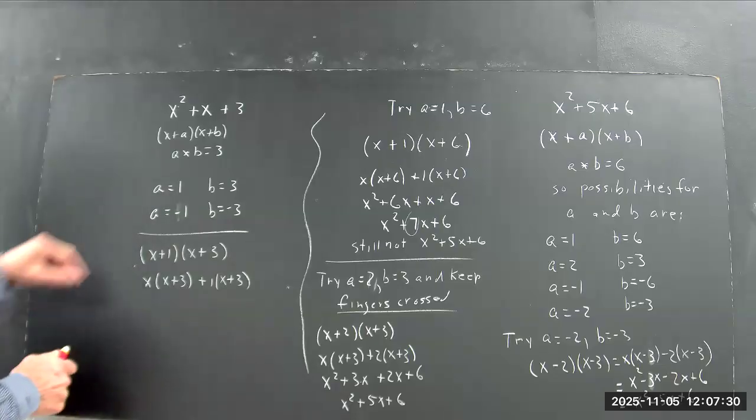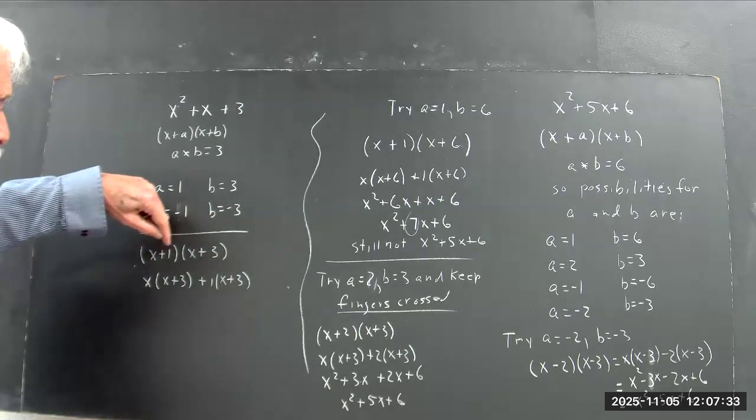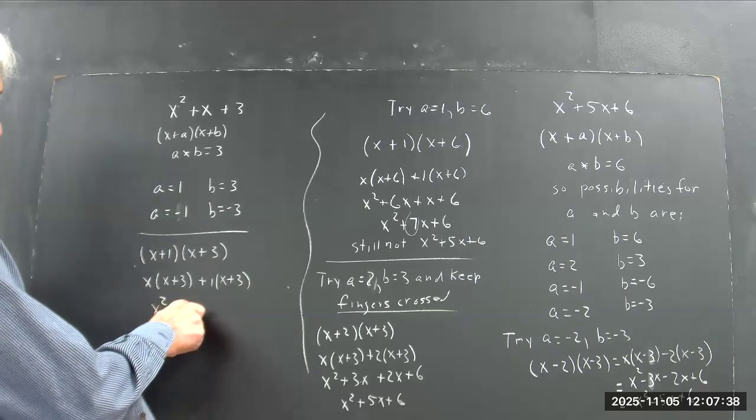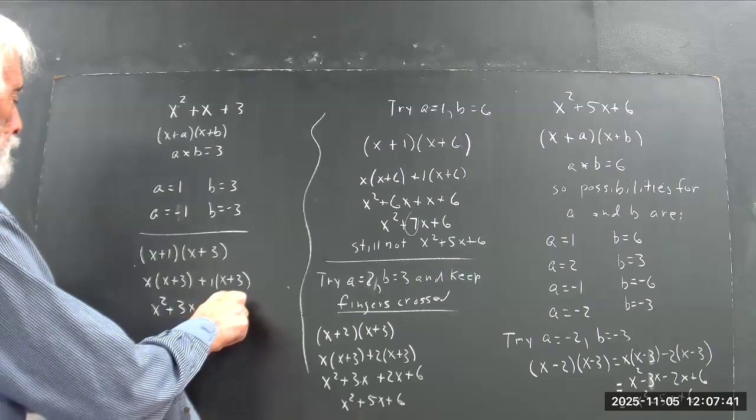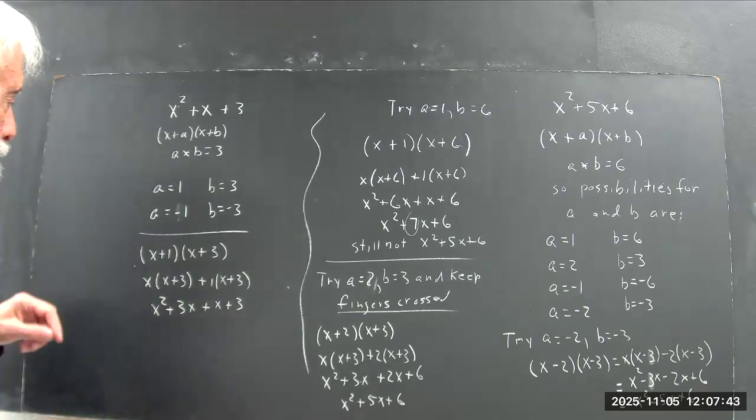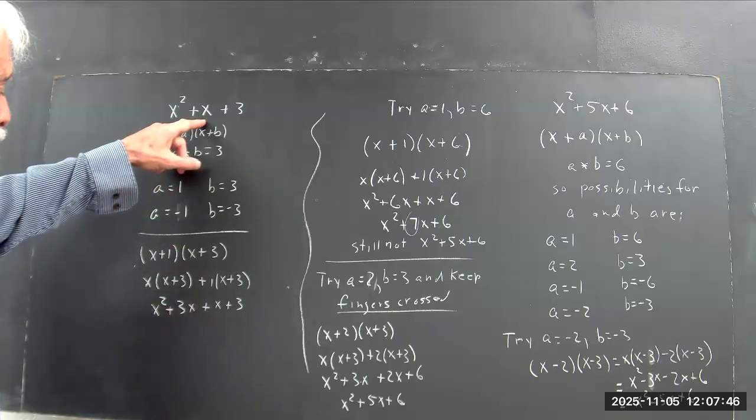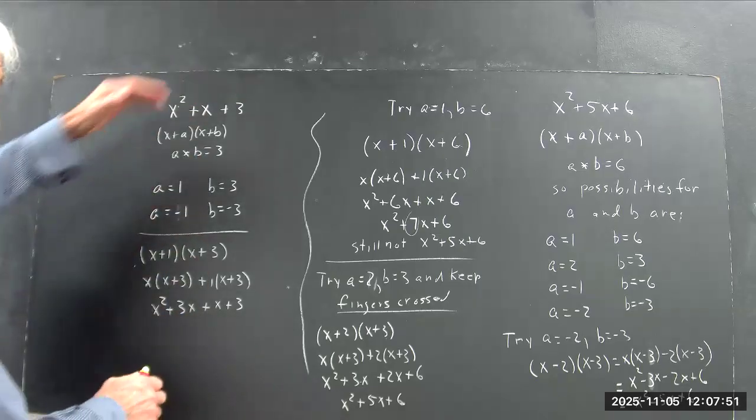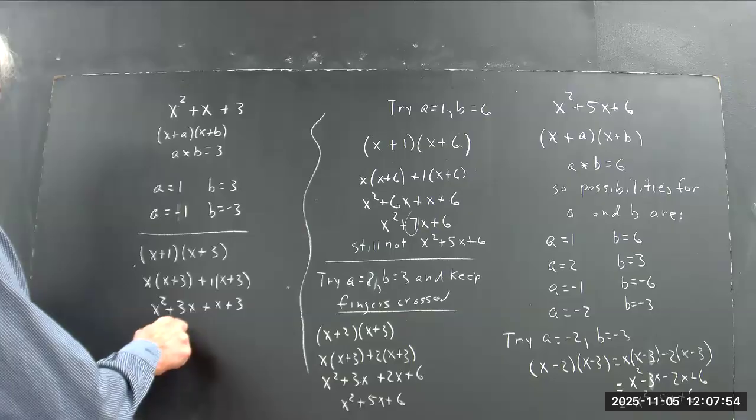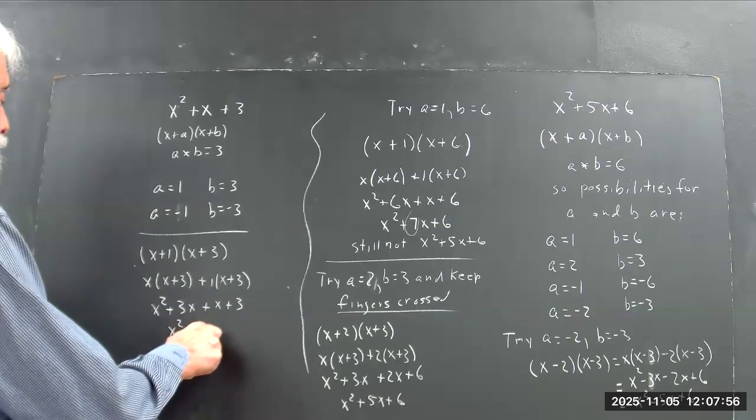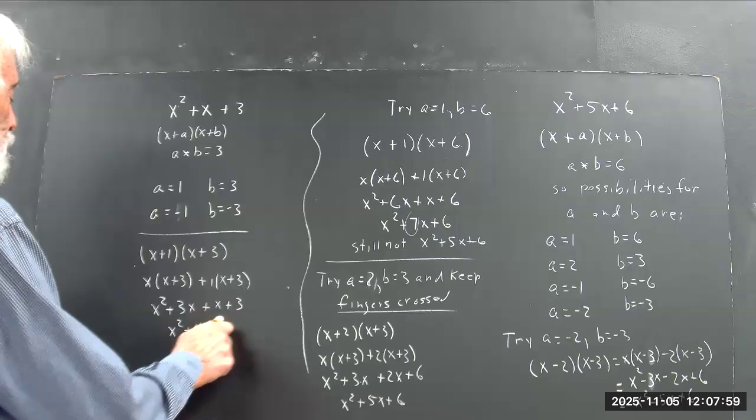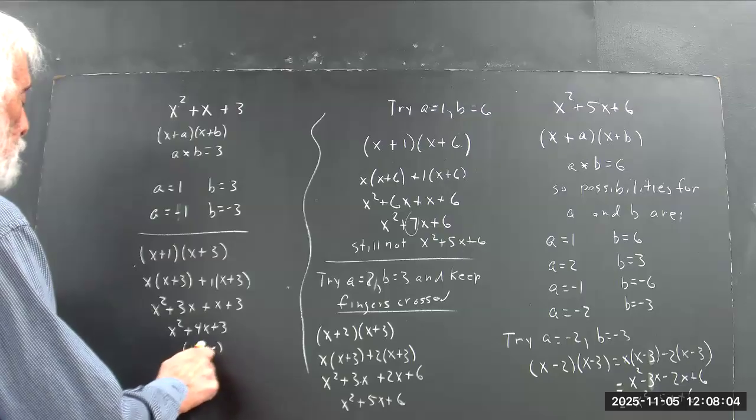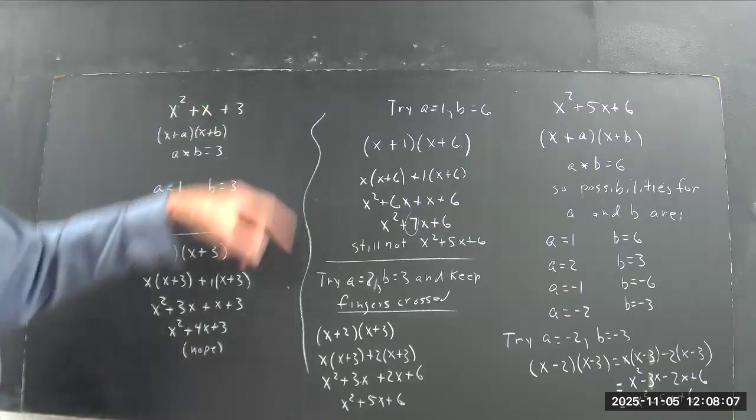And then you use the distributive law, X times X plus 3 plus 1 times X plus 3, and you get X squared plus 3X plus X plus 3. Well, you've got an X and an X here, but you've also got a 3X, and you've got to simplify this. This won't equal this because it's got that extra 3X in there. You get X squared plus 4X plus 3. I'll just write nope. That doesn't equal X squared plus X plus 3.